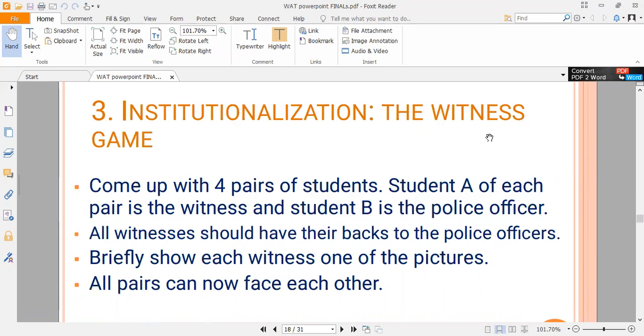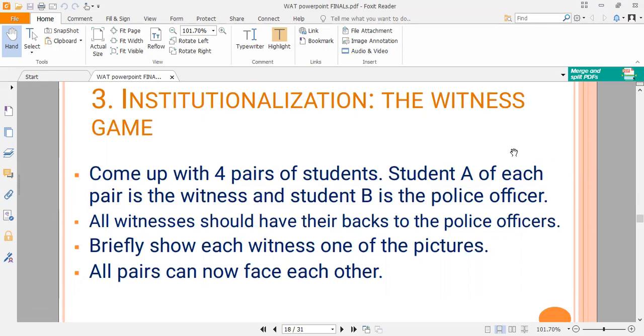The third stage of our lesson was institutionalization. At this stage, we had the witness game. This was a very interesting hands-on activity that saw the engagement of all the students in the learning process. For this activity, we had 4 pairs of students.